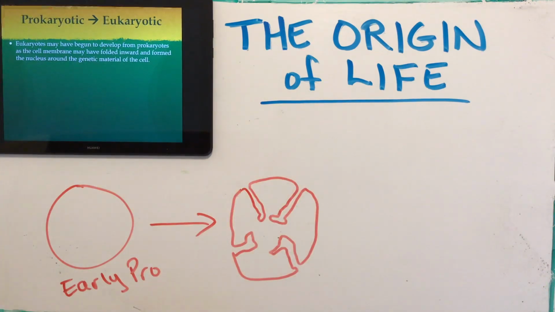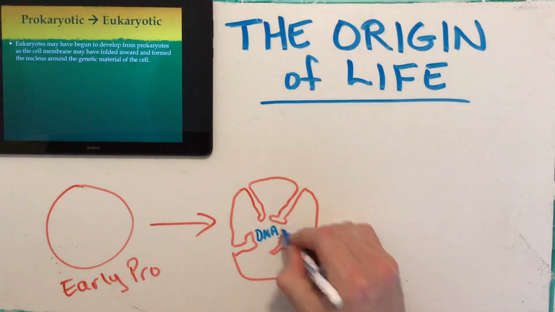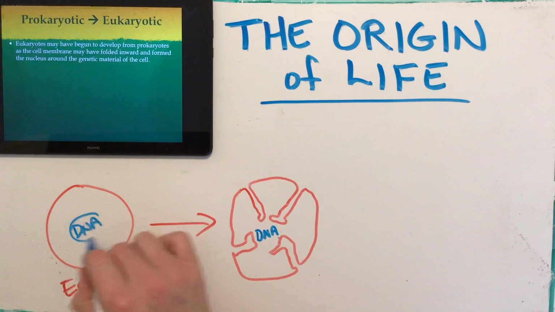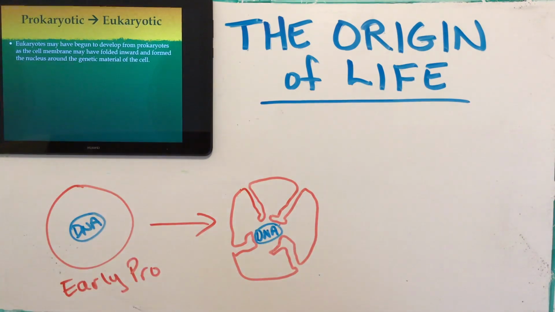Now our DNA is in the middle here, right? Because all cells have DNA. An early prokaryotic cell would have the circular ring of DNA, right? I'll try to draw a circle neatly in there. And what they believed happened, right? If you remember, a prokaryote has no nucleus. The early eukaryote would have to have a nucleus.